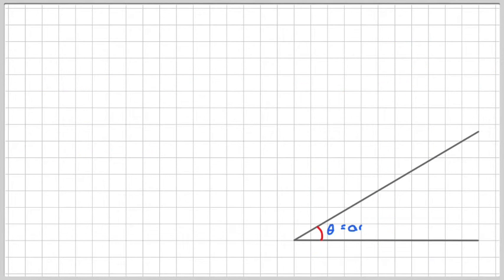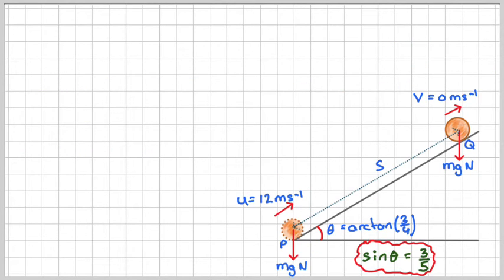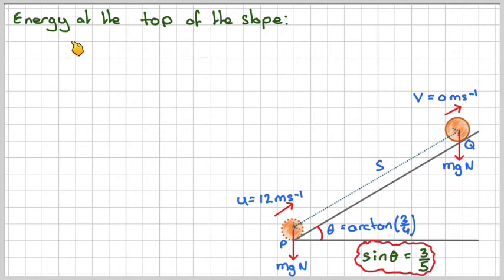Right, if we draw the diagram again, the energy at the top of the slope here is going to be the final kinetic energy plus the final potential energy. So that will be a half of mv squared, which will actually be nothing. So it'll be half of m times 0 squared.